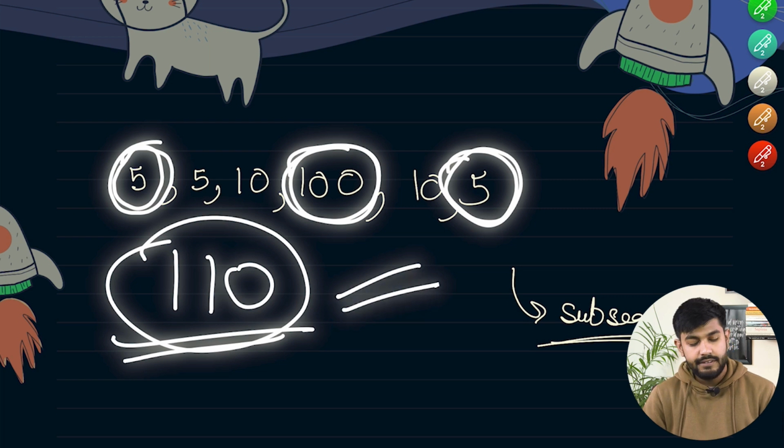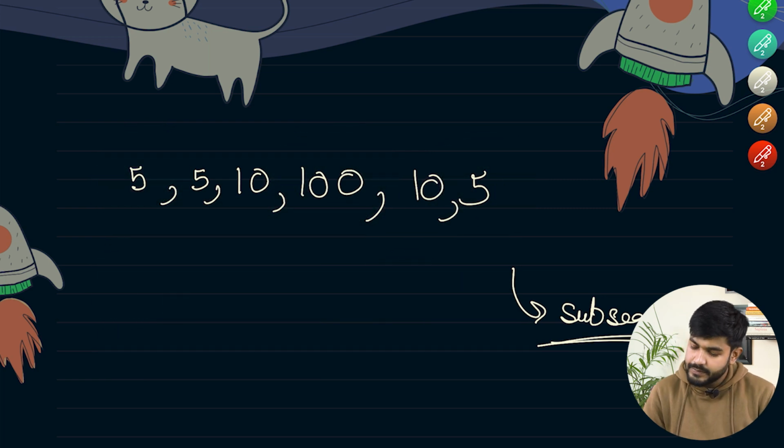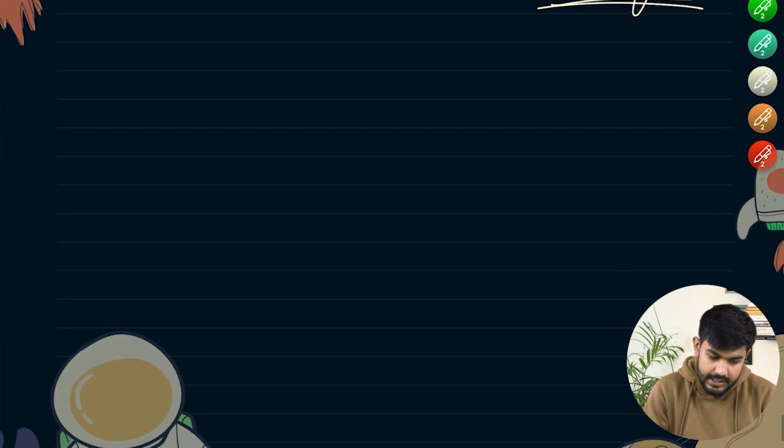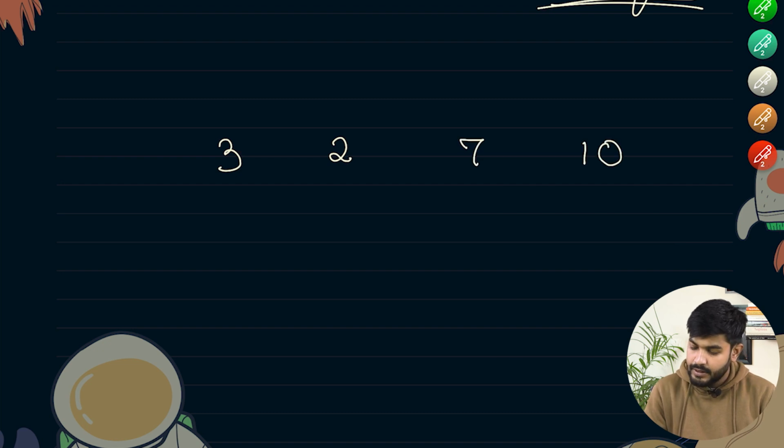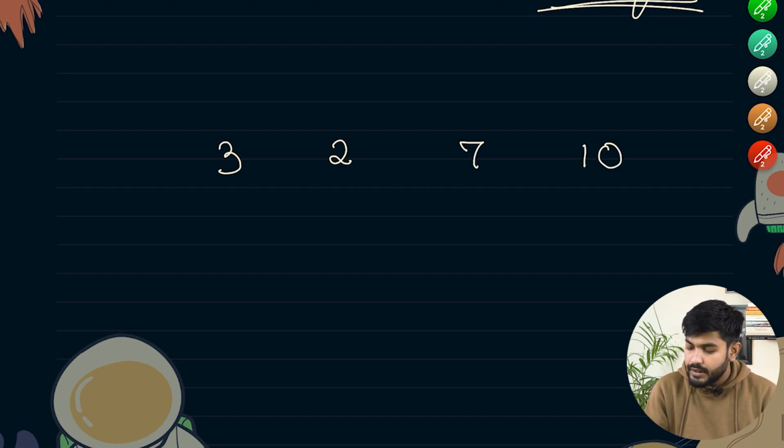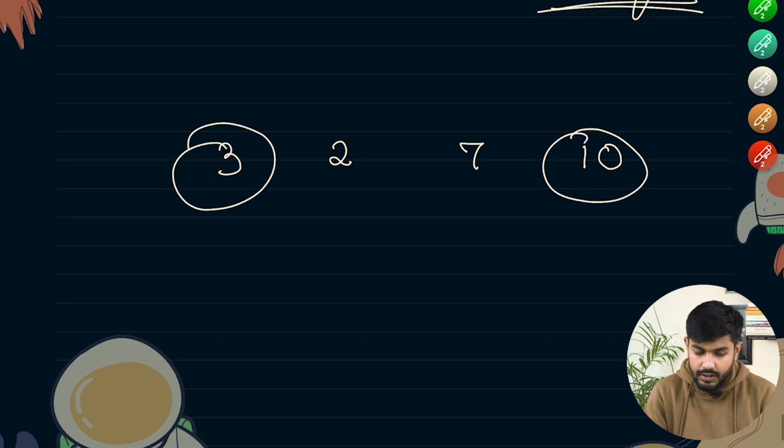This is the very first solution to the problem. Let's see the second test case, that is 3, 2, 7, and 10. If you observe here, we need to focus on 10 and we can keep a focus on 3 and the output would be 13.